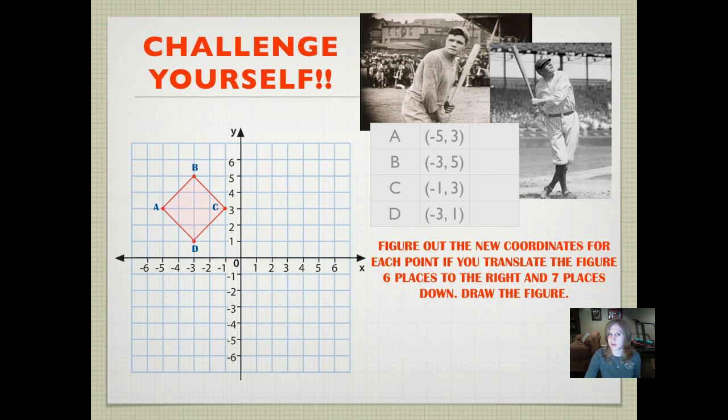There's your original set of points. So you can see point A is -5, 3. I'm not going to explain that because I want you to see if you can figure it out. And then once you've translated it, see if you can figure out what the new ones are.